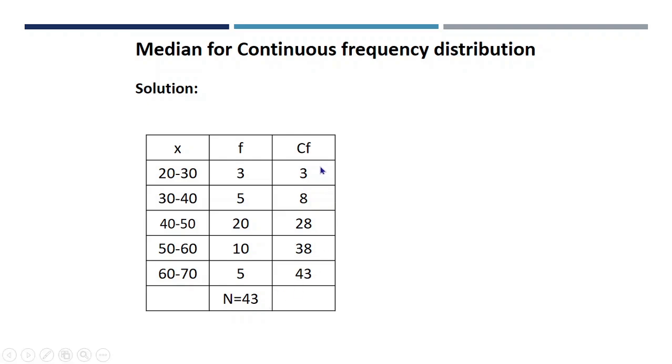Now prepare the cumulative frequency. For 20 to 30, the cumulative frequency and the frequency are the same. For 30 to 40, the cumulative frequency is 5 plus 3, 8. In 40 to 50, the cumulative frequency is 20 plus 8, 28. For 50 to 60, the cumulative frequency is 10 plus 28, 38. For 60 to 70, the cumulative frequency is 5 plus 38, 43. And finally, this value and the total frequency must be the same.